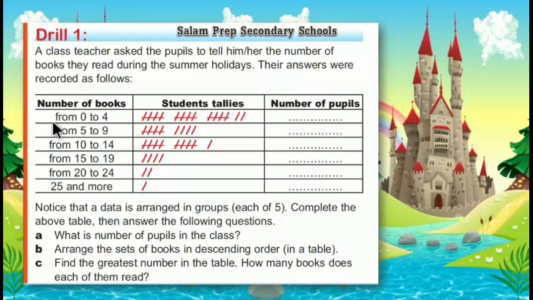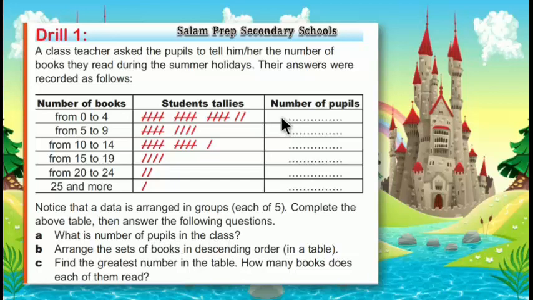into different ranges: from 0 to 4 books, from 5 to 9 books, from 10 to 14 books, from 15 to 19 books, from 20 to 24 books, the last range 25 and more. Note that the data is arranged in groups, each of 5. Complete the above table, then answer the following. The first one, what is the number of pupils in the class?